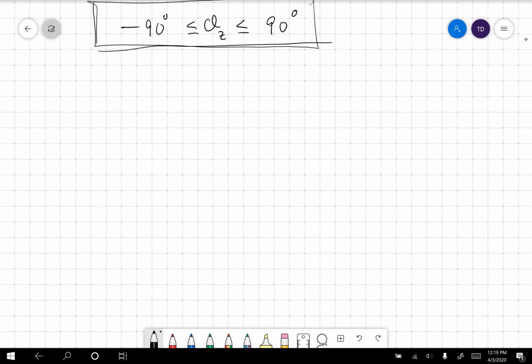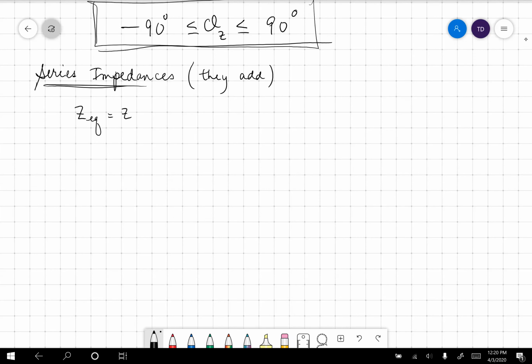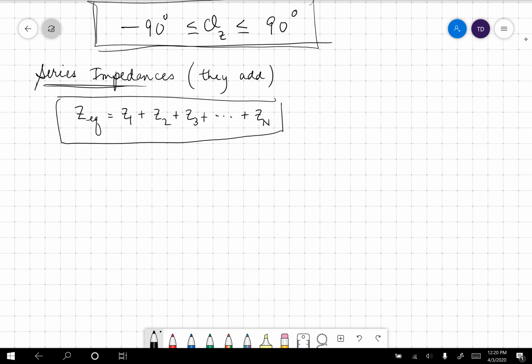So let's pick up where we ended yesterday. We talked about series impedances. Everything that we had about resistors, we have about impedances. So series impedances add. Z equivalent, if I have a bunch of them in series, is Z1 plus Z2 plus Z3 plus ... plus Z sub n. So they add when they're in series. And I showed you an example of that with a picture.